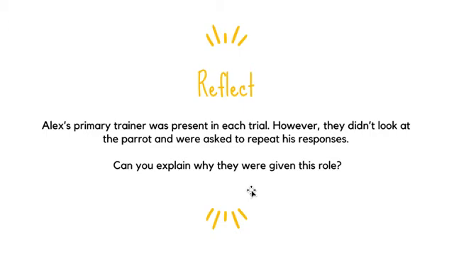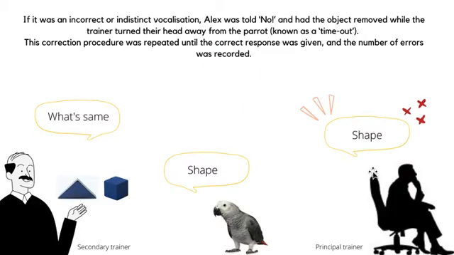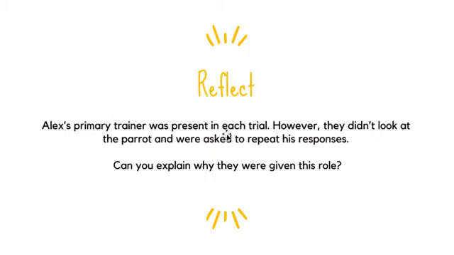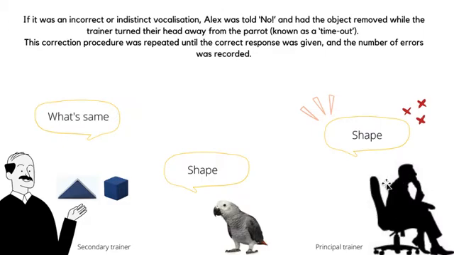Now, Alex's primary trainer was present in each trial. However, they didn't look at the parrot and were asked to repeat his responses. Can you explain why he was given this role where he cannot look at Alex and cannot look at the objects?